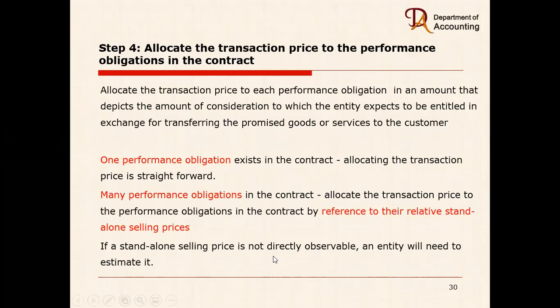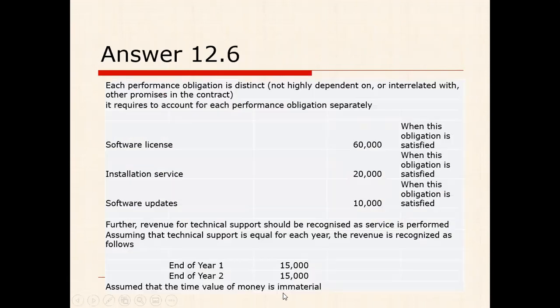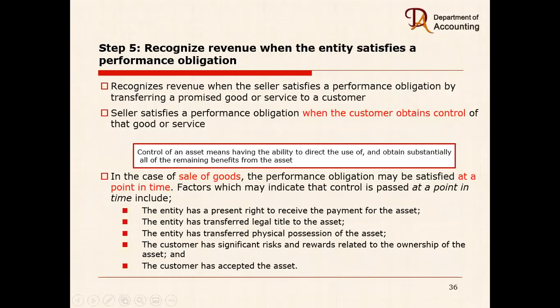If a standalone selling price is not directly observable, an entity will need to estimate that. So if there is estimate, your judgment is involved.